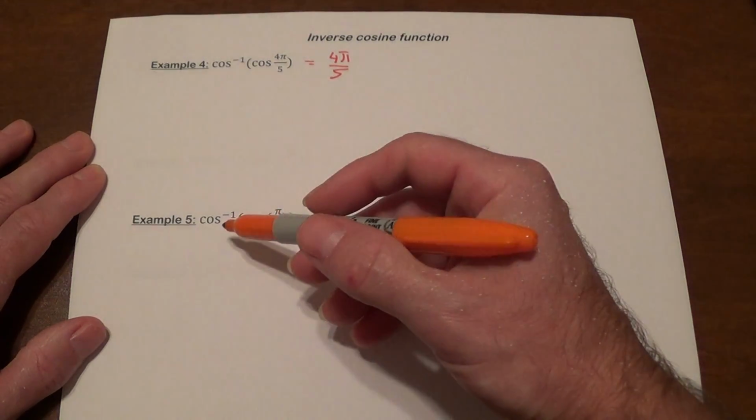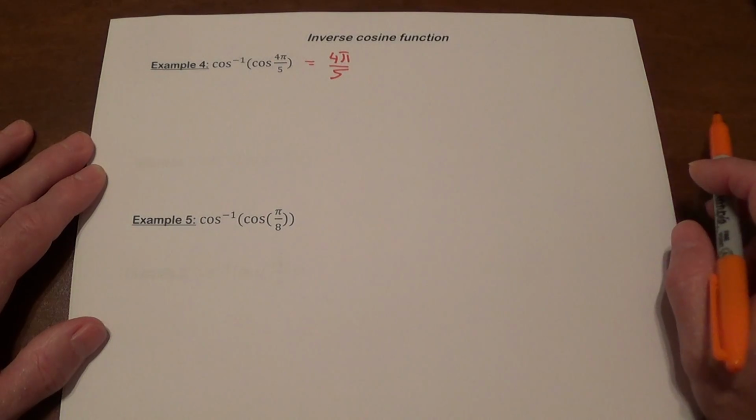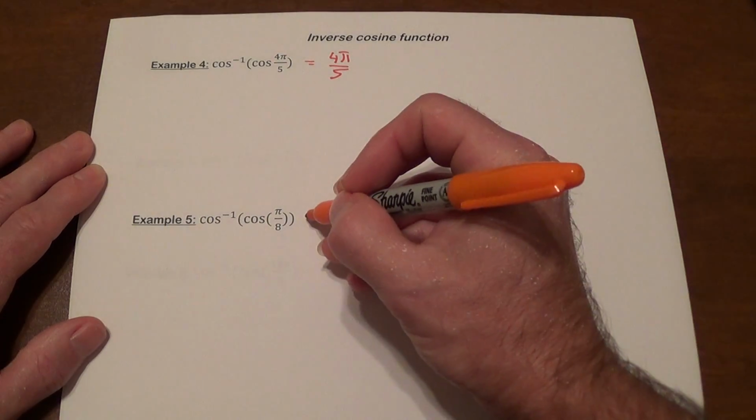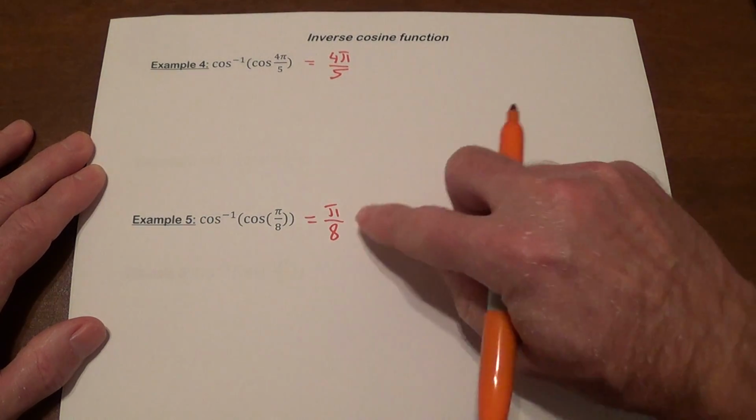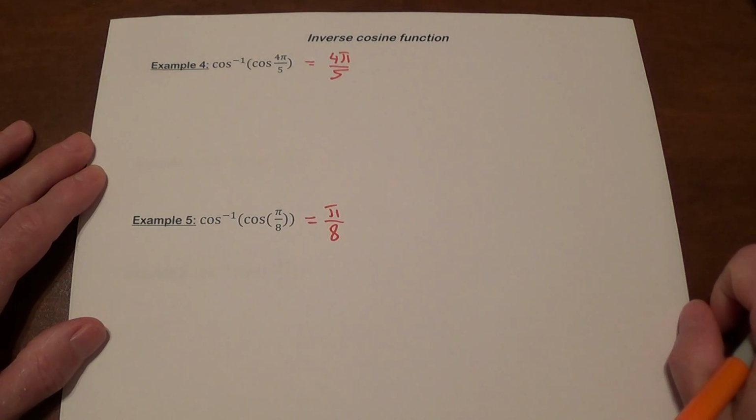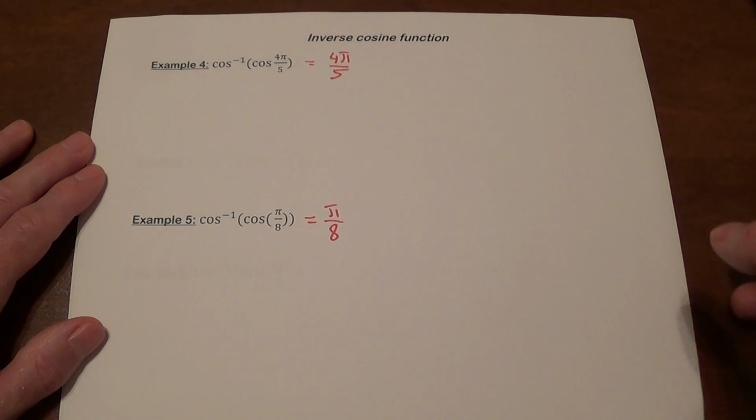What about this? Inverse cosine of cosine of pi over 8. That is going to equal pi over 8. And that angle is on the interval from 0 to pi. So far so good. And again, this may seem like you just need to cross out the inverse cosine and cosine and just keep the angle. Unfortunately, that's not always as easy.